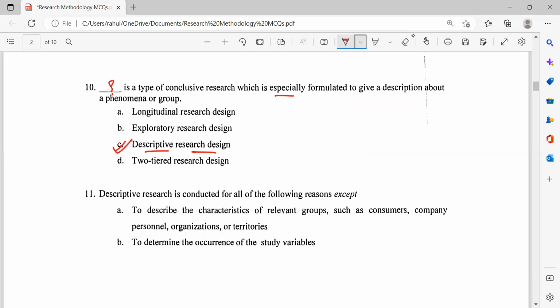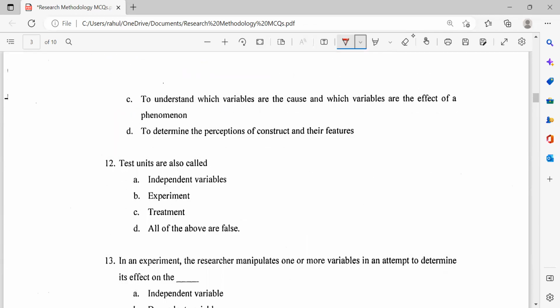Question number 11. Descriptive research is conducted for all of the following reasons except to describe characteristics of relevant groups such as consumers, company personnel, organizations, and so on. Yes, 100%, that is a kind of descriptive research. To determine the occurrences of the study variables, 100%, it also belongs to descriptive research.